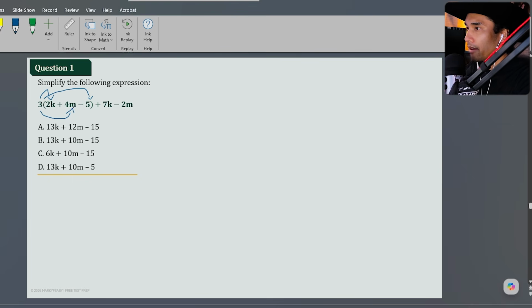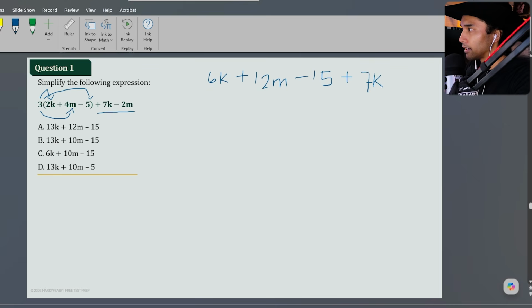Okay, so I'm going to go do the math to the right. 3 times 2k equals 6k, right? And then we get 3 times 4m, and that equals 12m. And then 3 times negative 5, that's minus 15 or negative 15. And then we carry over the rest of the expression. So we get plus 7k minus 2m.